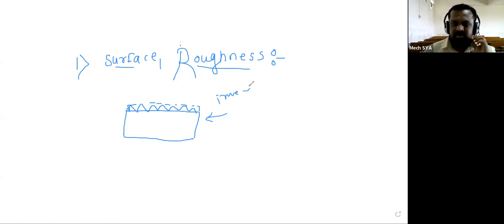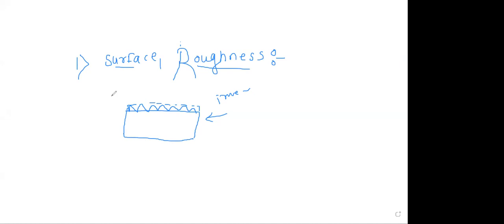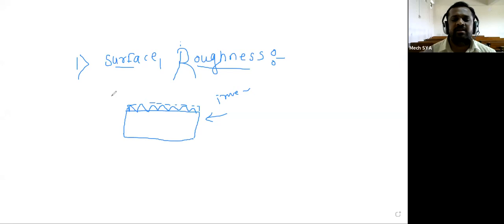Okay, understood what is meant by the surface roughness? Surface roughness is nothing but it is the irregularities on the surfaces. Okay, understood? Yes, sir. You have to remember, just for your better understanding, surface roughness is nothing but it is the irregularities on the surface. Okay, irregularities. Okay, now simple.